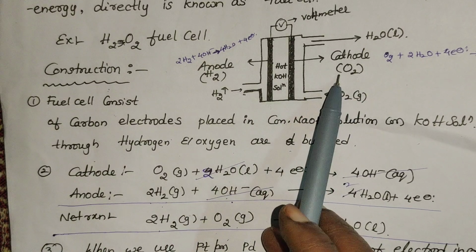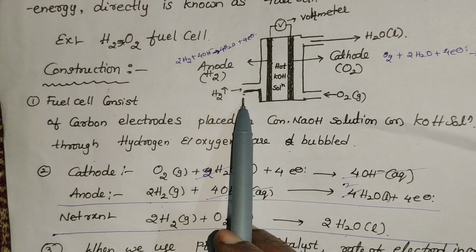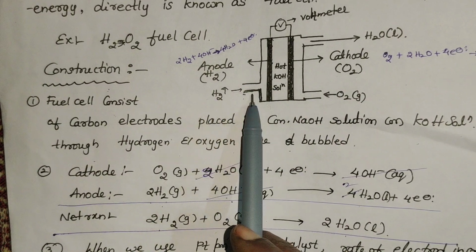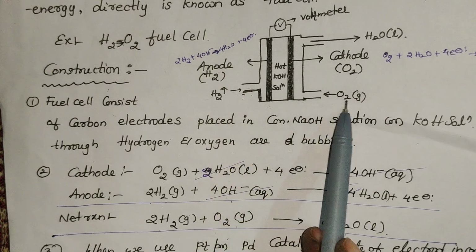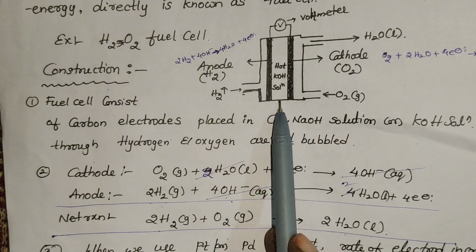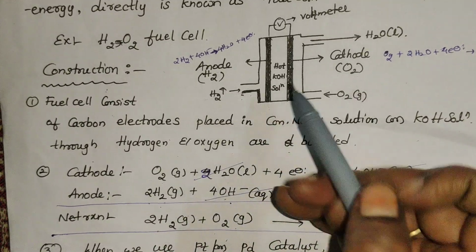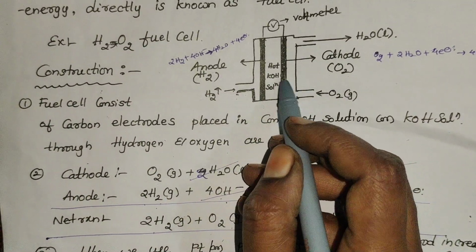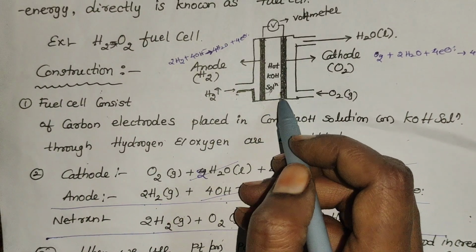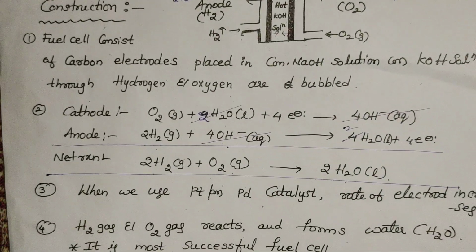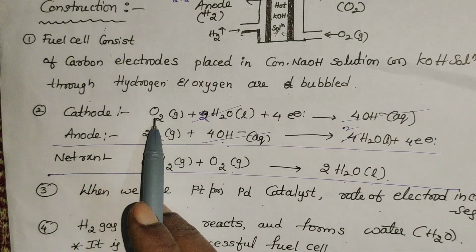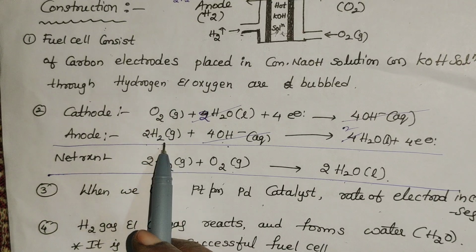On one side we take oxygen gas, on the other side hydrogen gas. There is a hydrogen gas inlet pipe and an oxygen gas inlet pipe. Hydrogen gas and oxygen gas both enter here, and through the small pores present here they enter the electrolytic solution and form water. Next, oxygen works like the cathode, and hydrogen works like the anode.